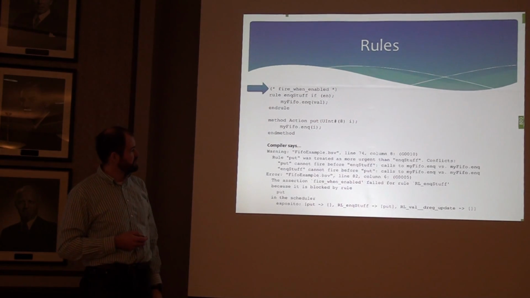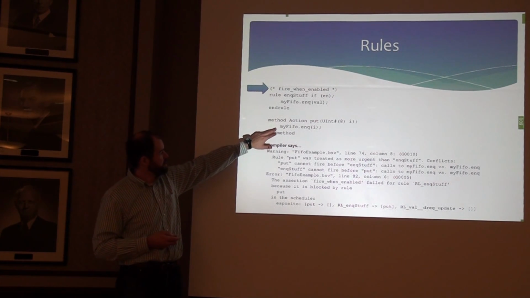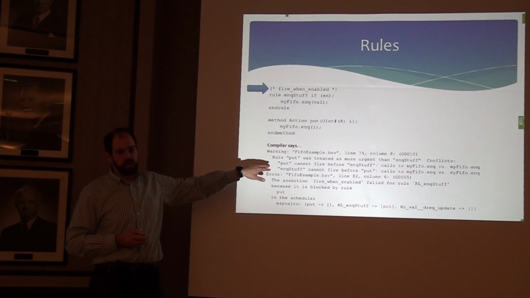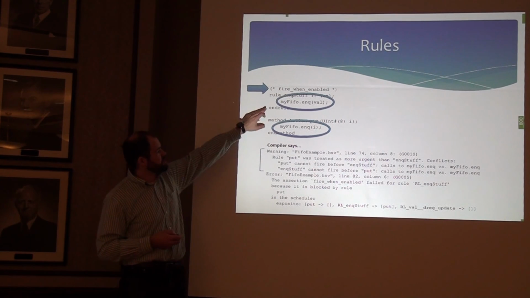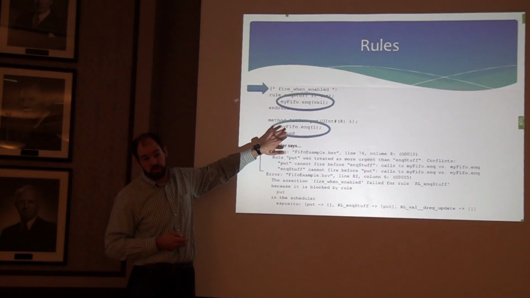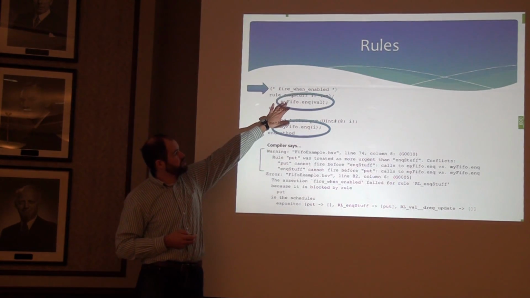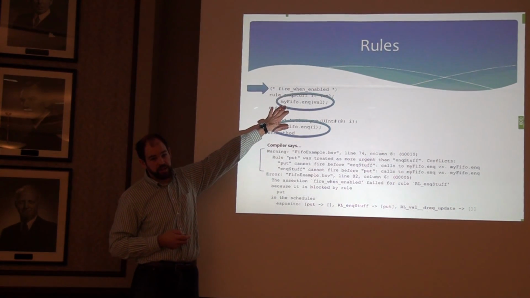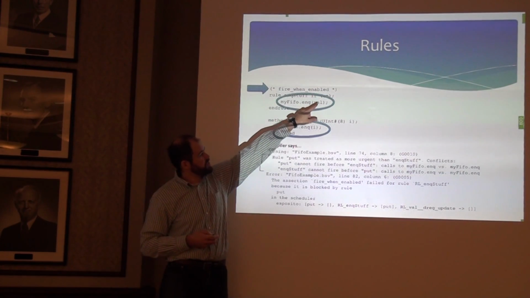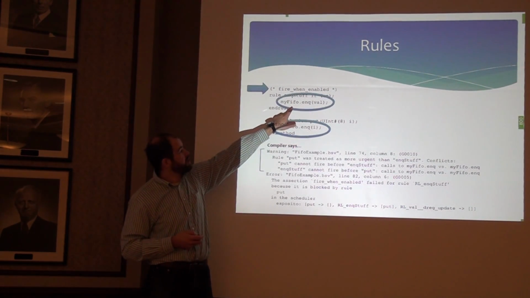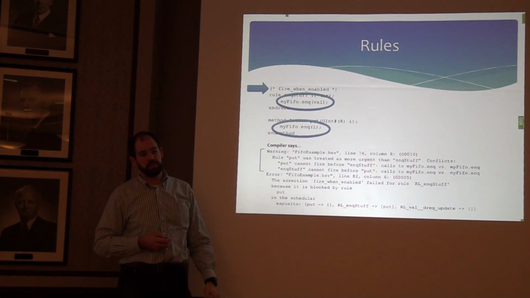So what the compiler says to this is, we have this method put, right? And it's treated as more urgent than the enqueue rule, because you see there's a conflict here. There's two things trying to enqueue. So if I call this method and I try to put something in there, that's going to preempt this rule from firing. And so we have a condition where the rule is enabled, but doesn't fire, which violates the assertion.